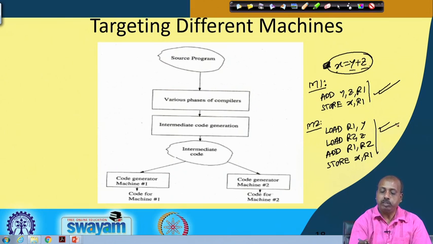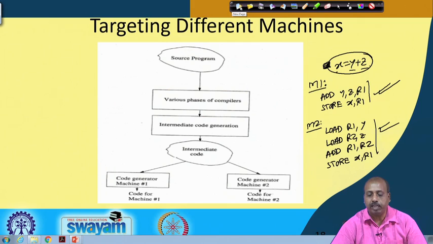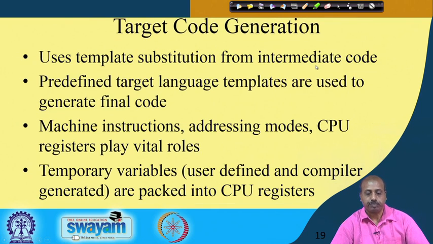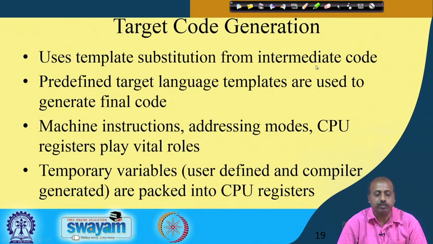So, I do not need to redo the entire phase of the compiler. I do not have to start designing the compiler from scratch. That is the advantage that we have with this intermediary code. Now, coming to the target code generation phase, it is nothing but template substitution from the intermediate code. Predefined target language templates will be used for generating the code. Machine instructions, addressing modes, CPU registers, they will play vital roles.